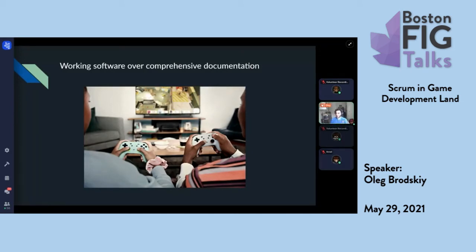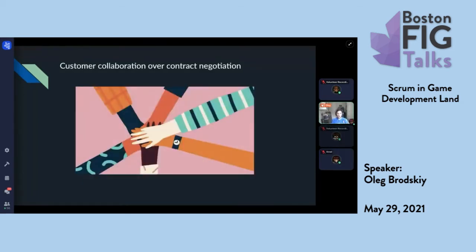That doesn't mean you don't ever want to document. That doesn't mean that we can't ever document clearly or effectively. But if we have a choice between, okay, we can get this thing out the door and we can get into players' hands, or we can make a design doc for this thing, we should always prioritize making the thing itself. Third, customer collaboration over contract negotiation.